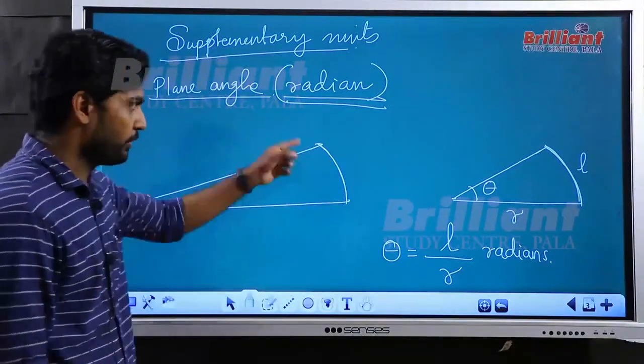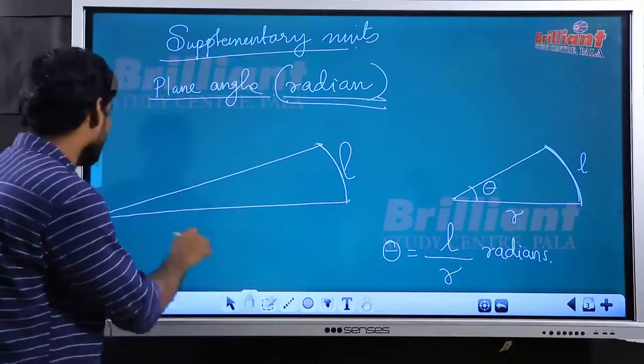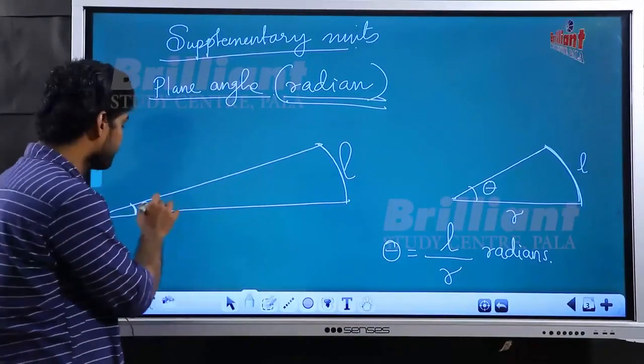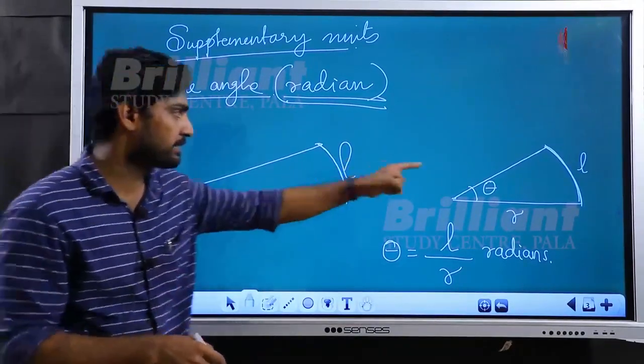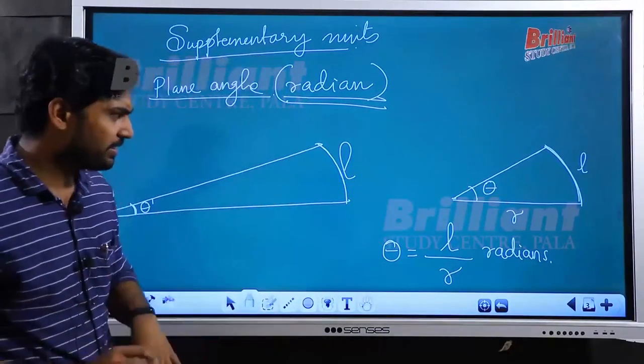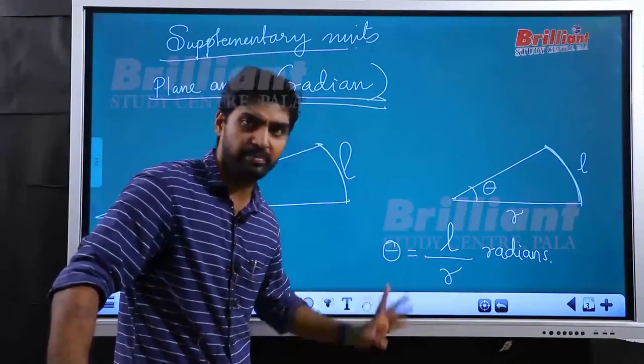Okay, so we have same arc length but much larger radius. So the angle will be much smaller. You can see that this angle is smaller than this. Okay, so it is clear. What is radian? Radian is the unit of angle which is defined as length divided by radius.